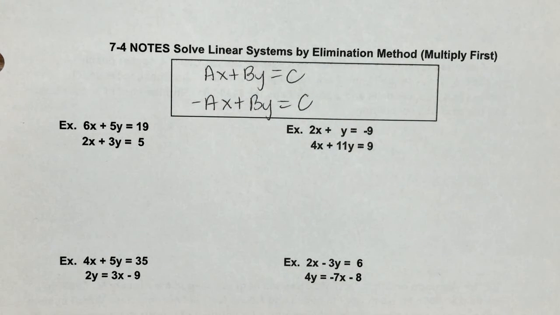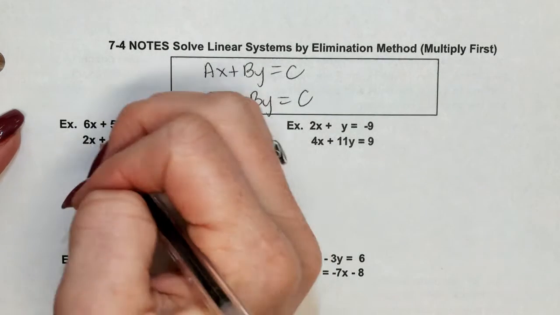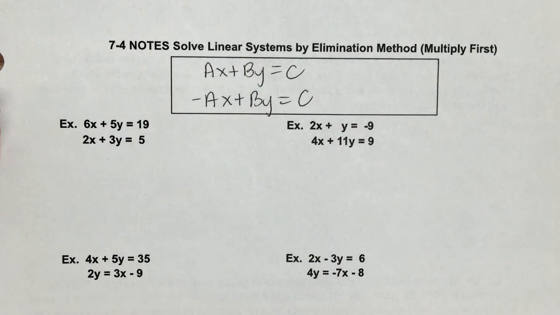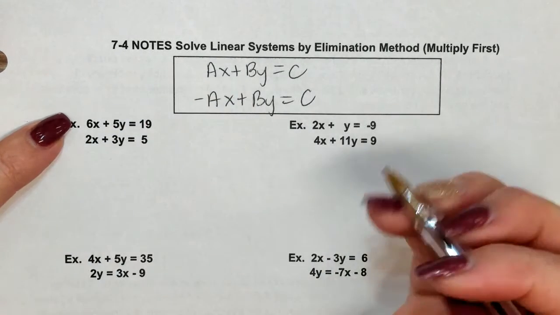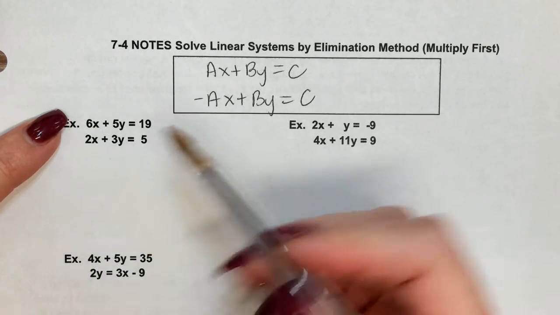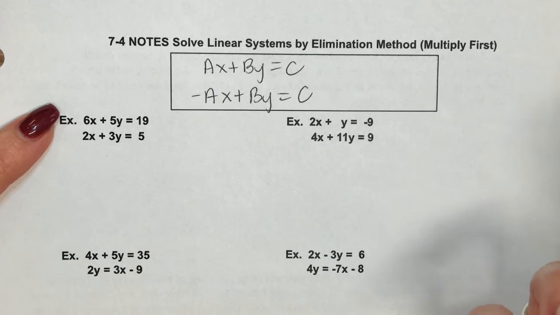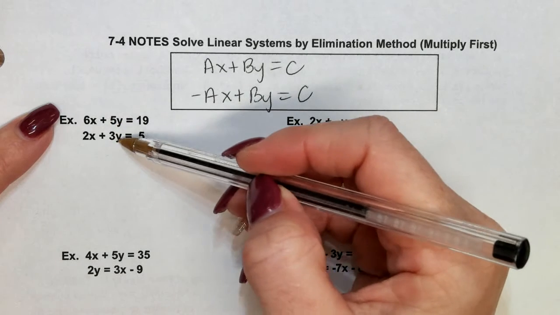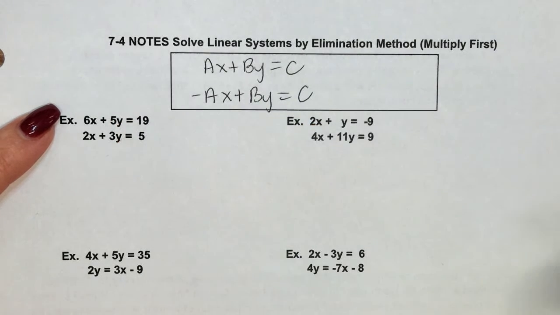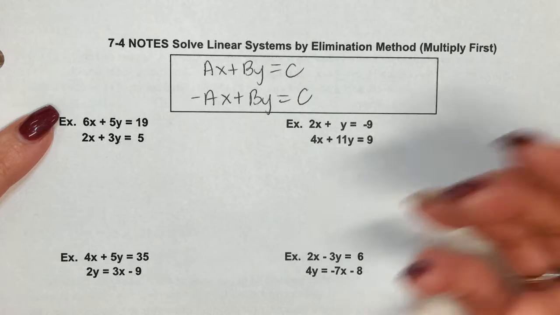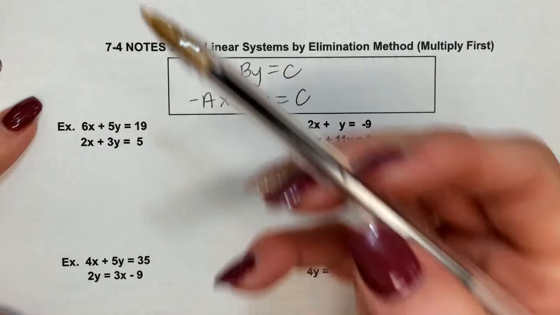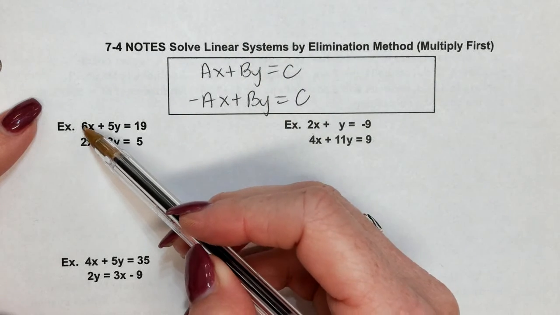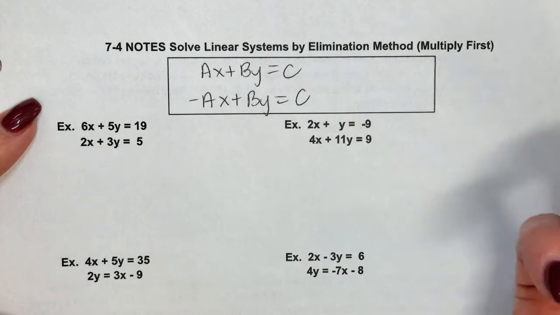All right, but here's the new thing for today. The equations will not cancel out unless you make them have the same coefficient. So everybody look at the first example. 6x would never cancel out with 2x even if I changed 1 to a negative. 5y would never cancel out with 3y. But what I can do is multiply one of these equations by the same number so that it will cancel out. So ask yourself, can you turn one of these numbers into the other by multiplying?